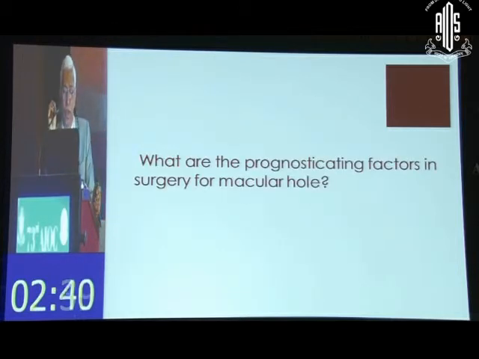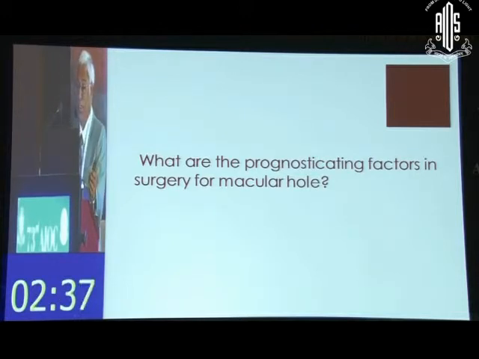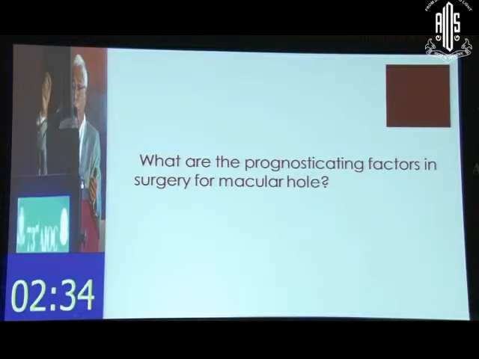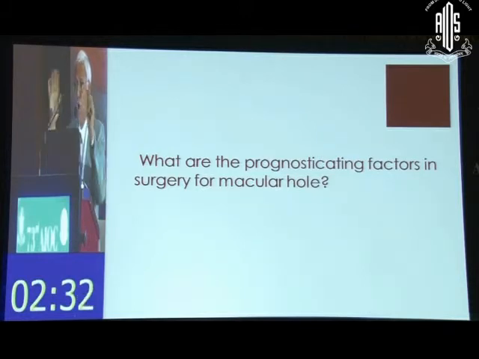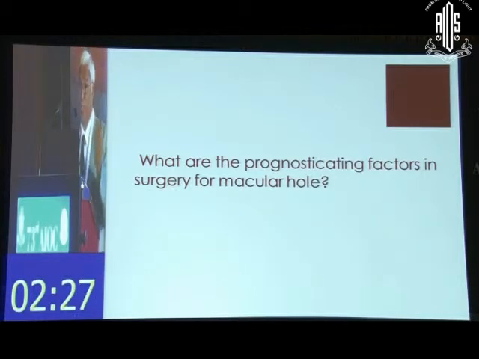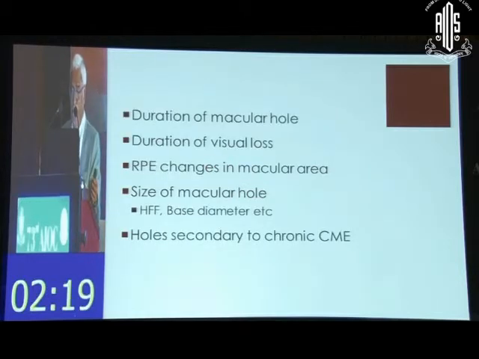What are the prognostic factors? Maybe the last two slides. Prognostic factors for surgery. I'm not talking about the intraoperative techniques and all that. I'm talking about broad indications where you get good result versus poor result. Again, if you know that, even as a general ophthalmologist, you can tell the patient in which case he is likely to get a good result after surgery and encourage them to go through the surgery. That's about macular hole. Duration of macular hole, duration of visual loss, retinal pigment epithelial changes in the macular area, the size of the macular hole, etc. These are all factors which influence the recovery of vision following a successful macular hole closure.